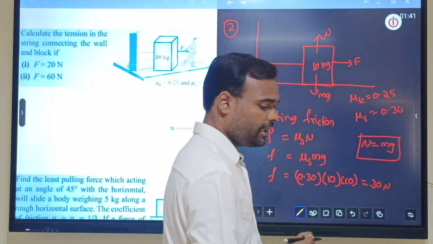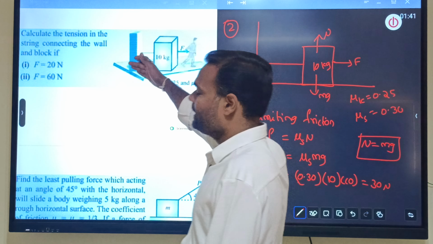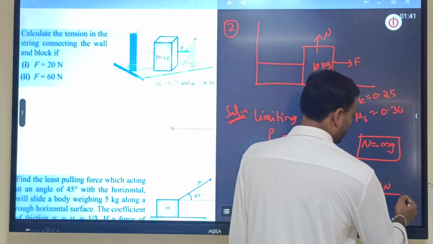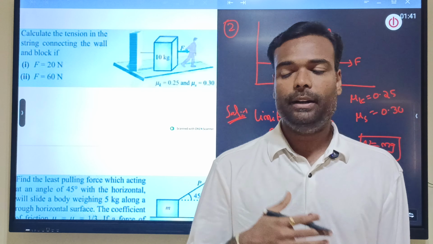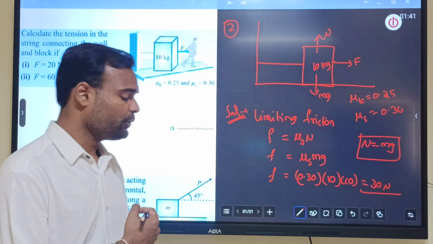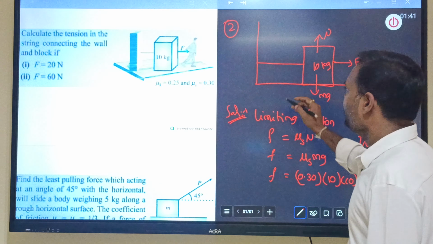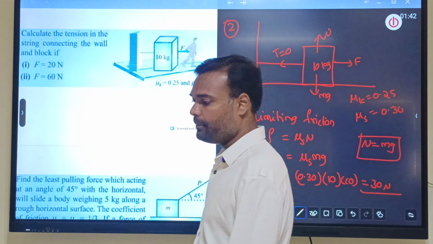Now observe very carefully. If the applied force is 20 newtons, then the limiting friction value is 30 newtons. 30 newtons is the minimum amount of force required to pull the object. But the given value of 20 newtons is obviously less than the required force. So the object would not move, and the tension in the string becomes 0. In this case, the tension in the string becomes 0.